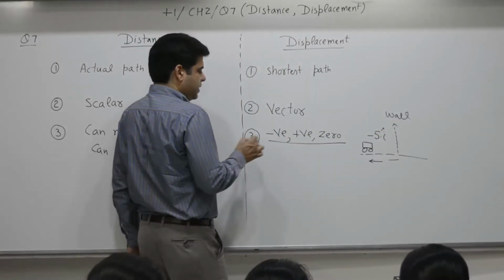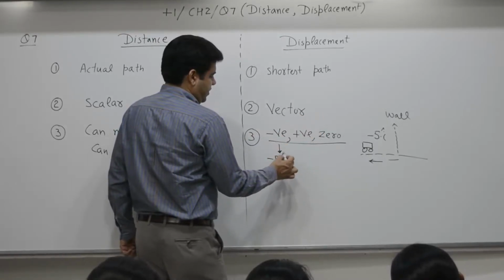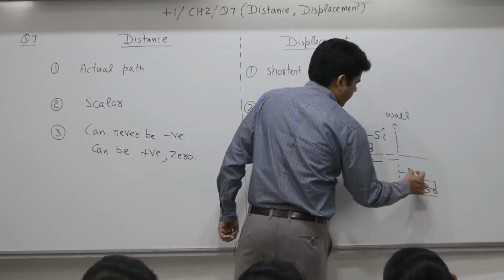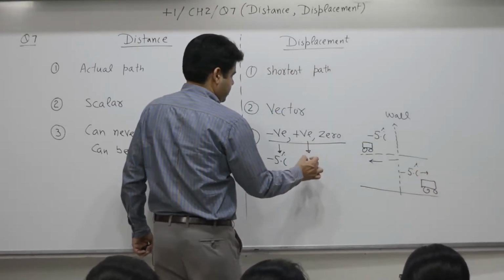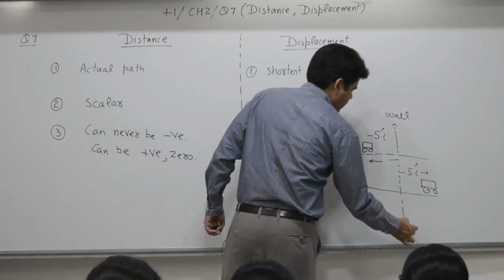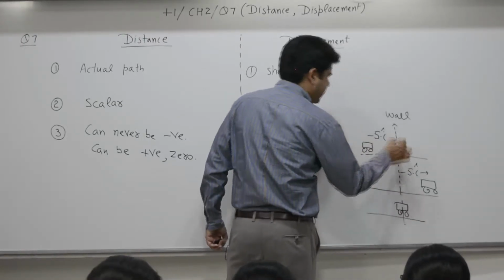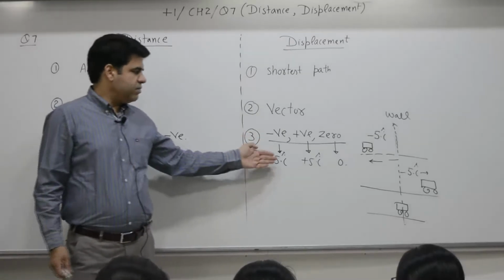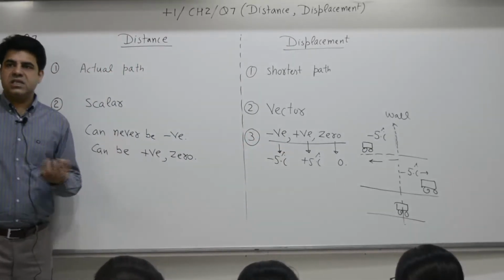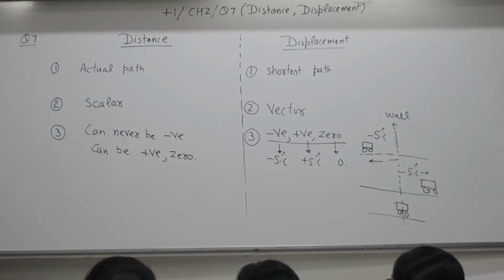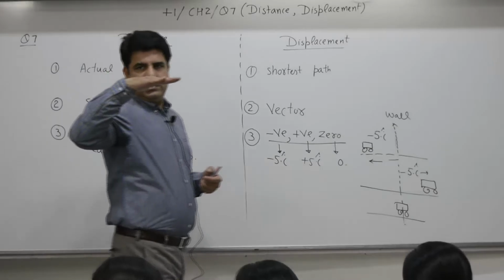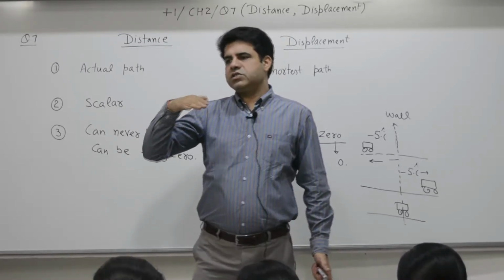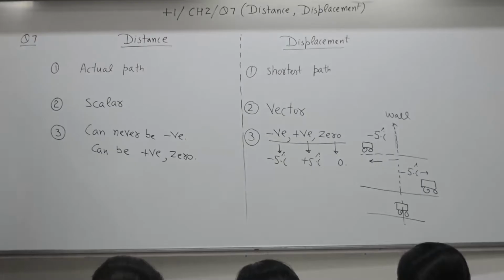First case, displacement is how much? Minus 5i. Second possibility, it is to the right, 5i. Third possibility, that it is here, near the wall, you can say the value is 0. So displacement can be negative, positive or 0, but distance can never be negative. It can be 0, yes. For a car just manufactured, the meter is set at 0, so the distance covered is 0. After that, the distance covered will keep on increasing.